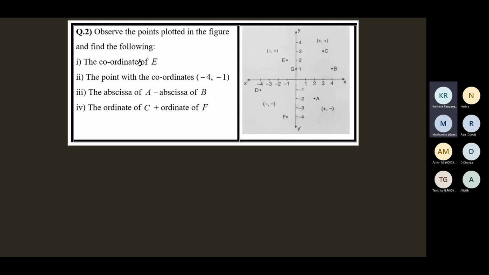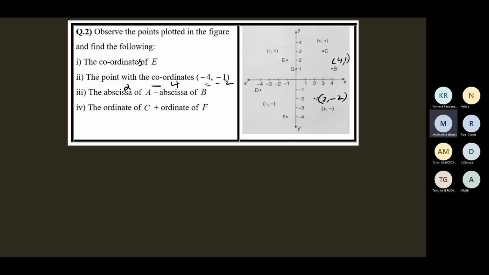The abscissa of A minus the abscissa of B. Minus 2, ma'am. What are the coordinates of A, by the way? 2, comma minus 2, ma'am. And what about the coordinates of B? 4, comma 1. Now you have to take the abscissa of A. Abscissa of A is the x coordinate of A, which is 2, minus the abscissa of B, which is 4. 2 minus 4 is minus 2, correct?